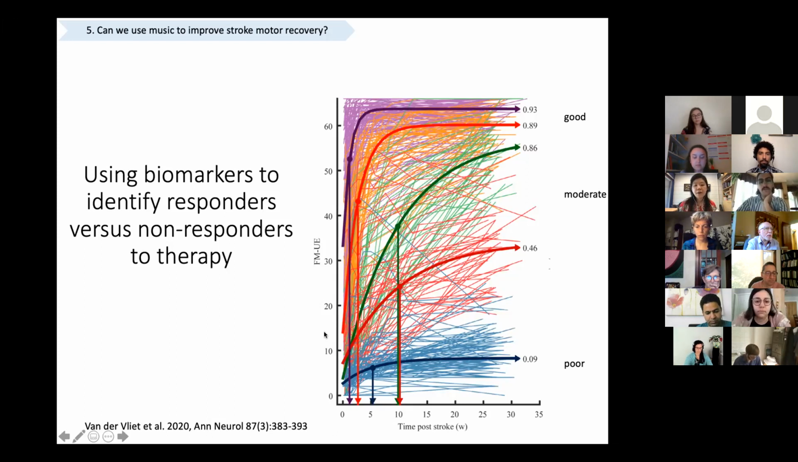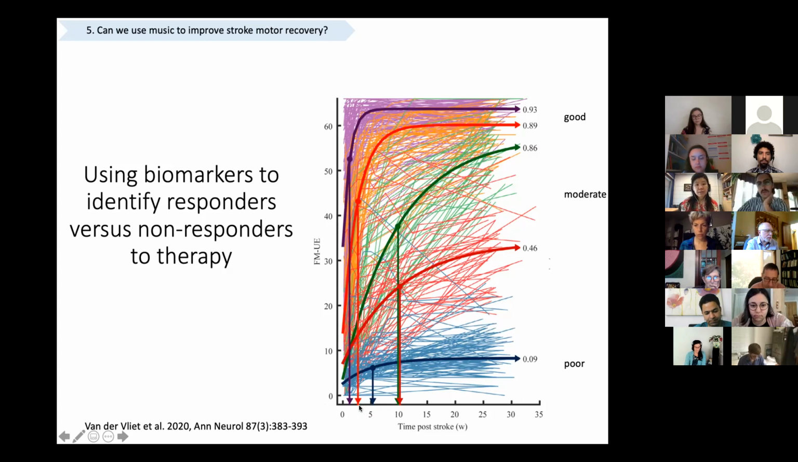So this is not my work. This is work from Gert Kwakkel. He's a Dutch physiotherapist and prolific researcher. This is data in over 400 patients that he's collected over the many years of his career. What we see here on the y-axis is this clinical assessment of motor impairment, the Fugl-Meyer score of the upper limb. A higher value means that you have more normal recovery, and a low value means that you probably have had a very significant and severe stroke.